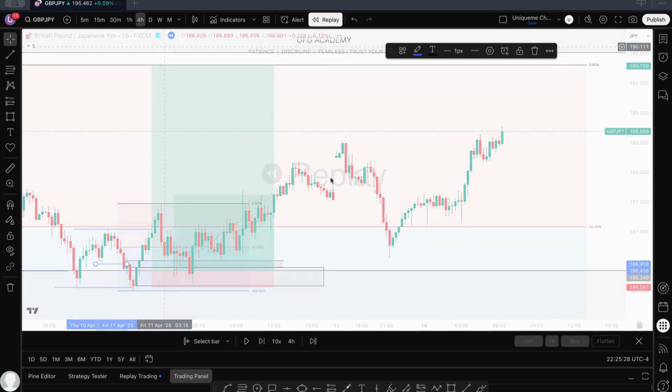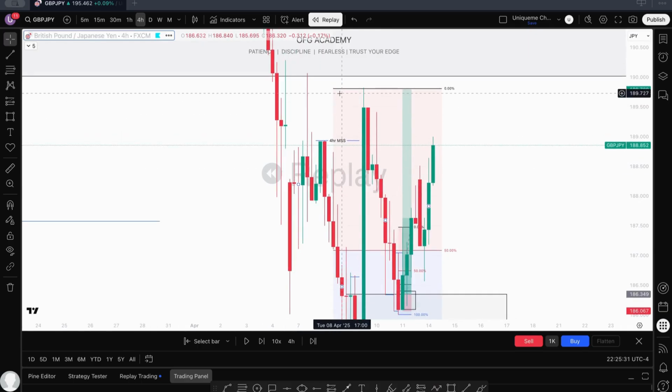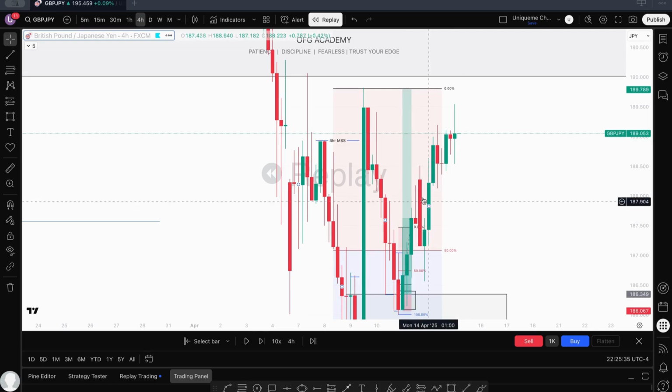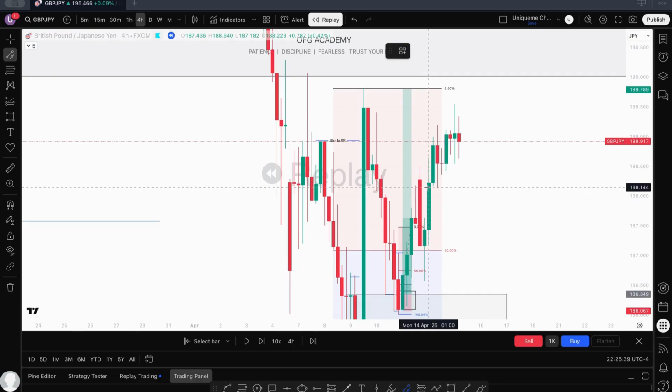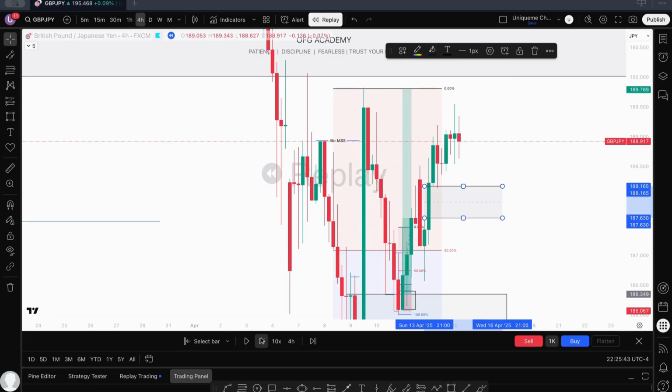If I come down to my 4 hours again, I'm expecting price to clear out this high. That is my expectation. And on that swing point here, what do I see? I also have a fair value gap that price tapped into. I'm still expecting price to clear that high. You see what price is doing?